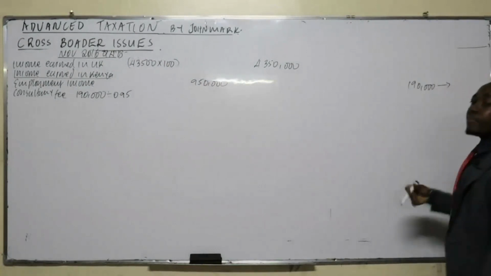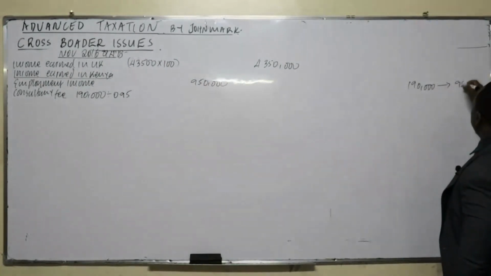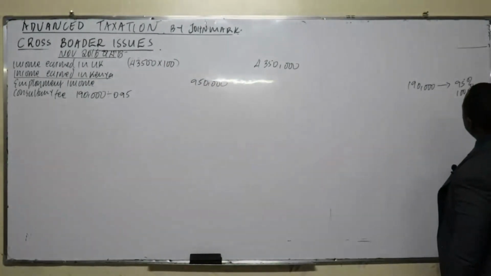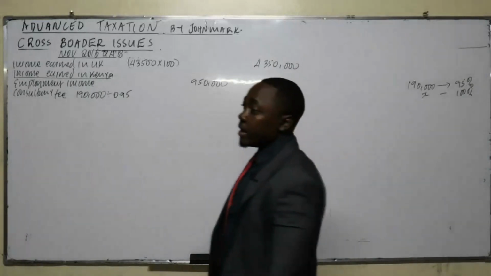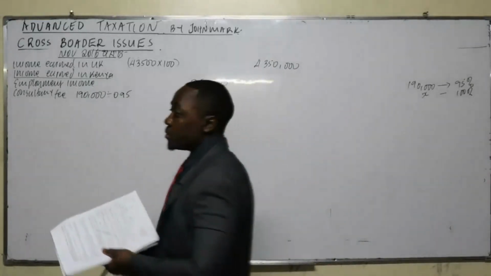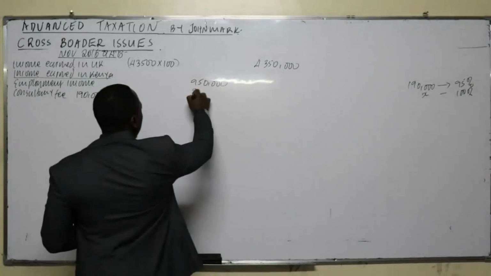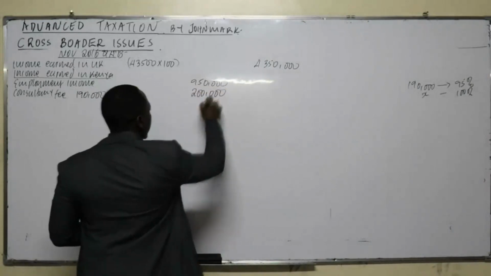Or you can argue like this: 190 is net, they have already deducted 5%. So this one is equivalent to 95%. What about 100%? That's why I'm dividing by 0.95. How much was the gross? 200. Yes, the gross income was 200.